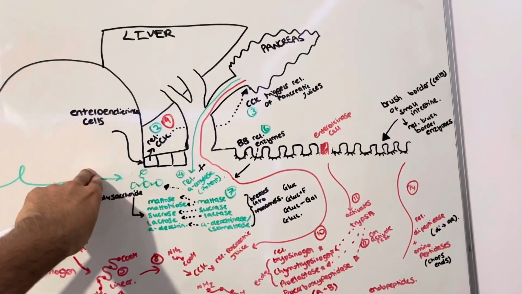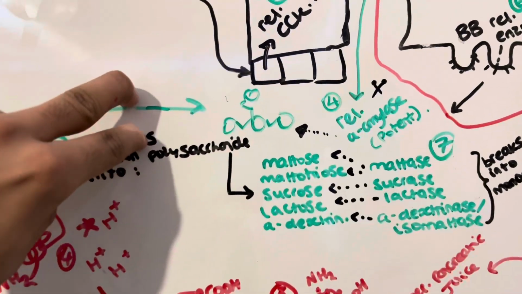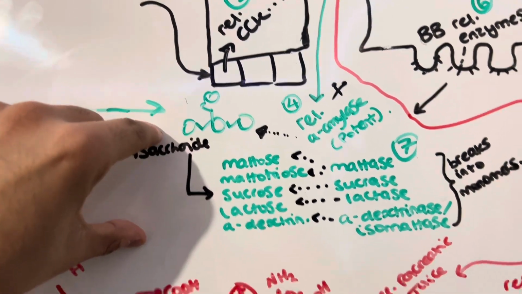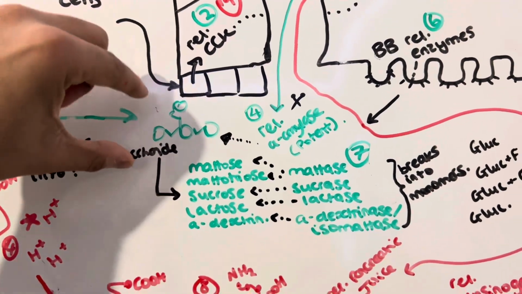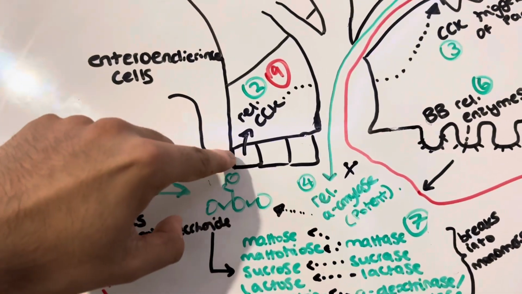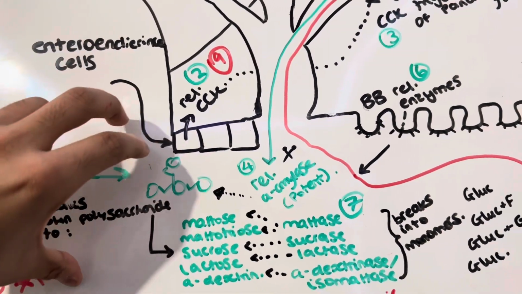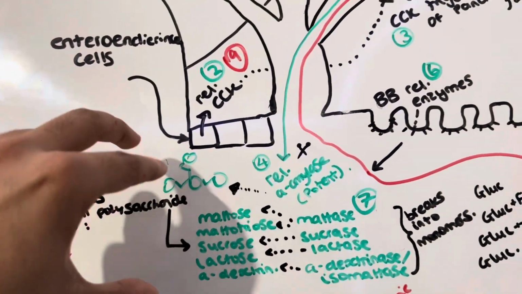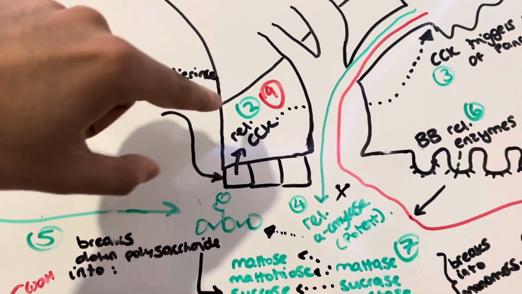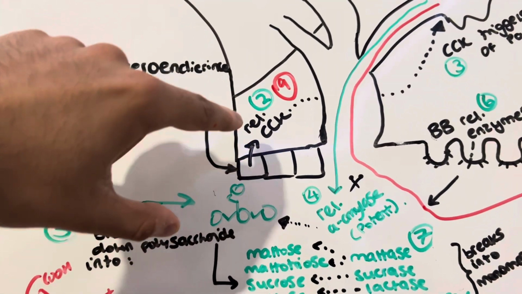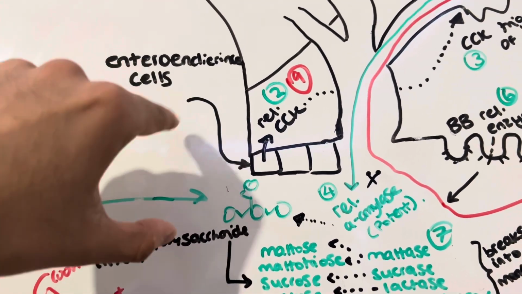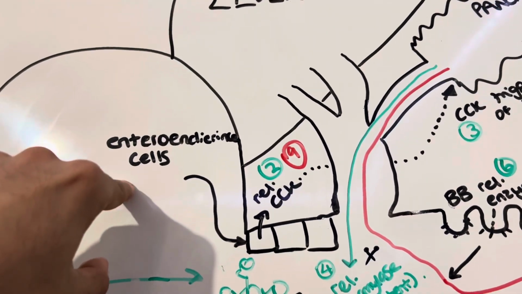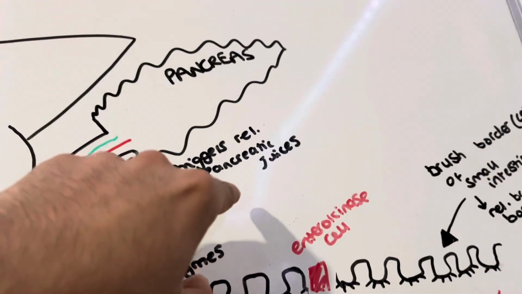Now we're into the small intestines and this massive mess. I'll break it down. So here we've got our little polysaccharide. Now these are enteroendocrine cells, lining the duodenum. And just by the polysaccharide being there, it triggers the release of CCK. CCK stands for cholecystokinin, I believe. That gets released from the enteroendocrine cells, and that goes all the way into our pancreas.